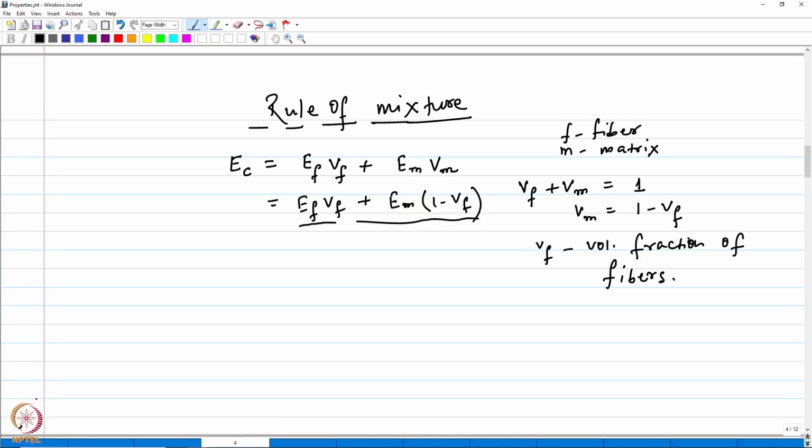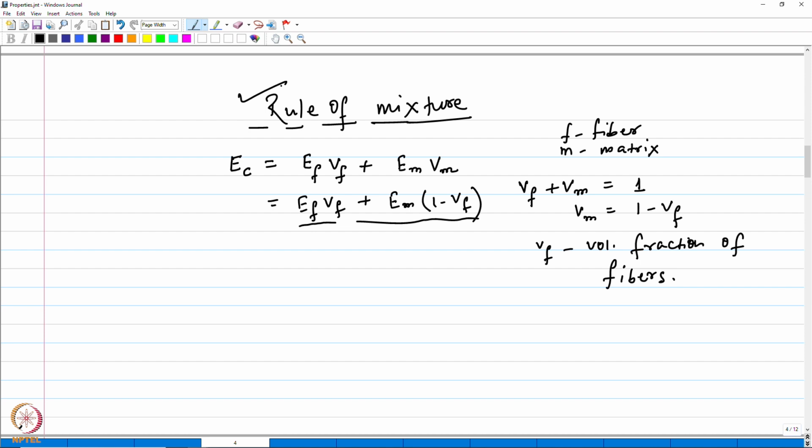Hello and welcome back once again to this lecture series on aluminum based alloys and metal matrix composites. So, we have just started discussing the properties of composites, and in the previous lecture we have seen how a particular property of a composite can be estimated from the properties of the individual constituents by using the rule of mixture.